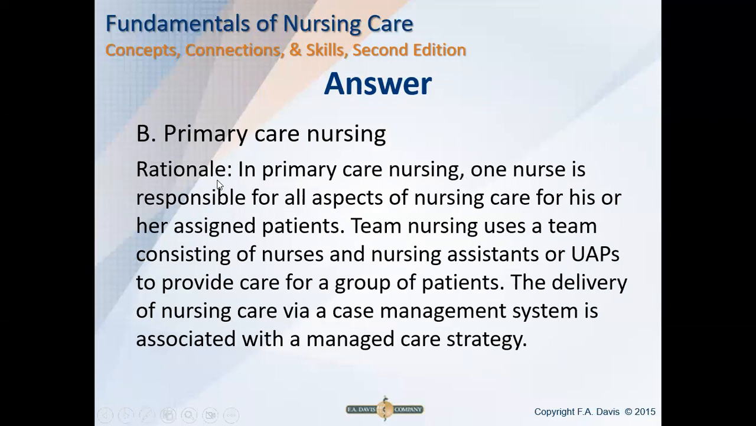So why? What is the rationale? In primary care nursing, one nurse is responsible for all aspects of nursing care for his or her assigned patient. Team nursing uses a team consisting of a nurse and nursing assistant or UAP to provide care for a group of patients, right? And the delivery of nursing care through a case management system is associated with managed care strategies.